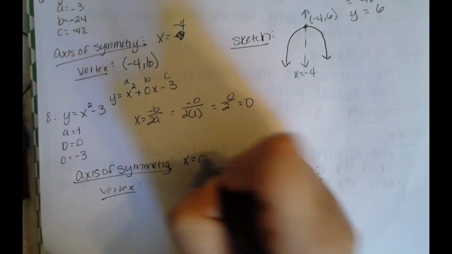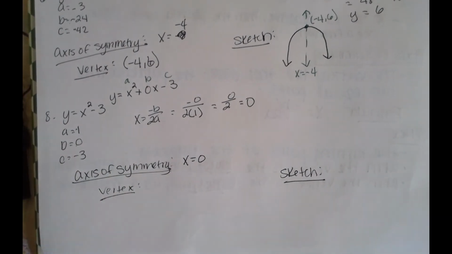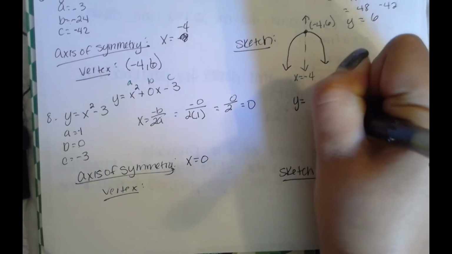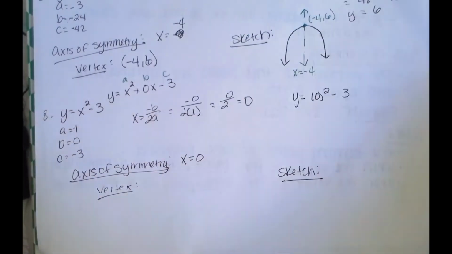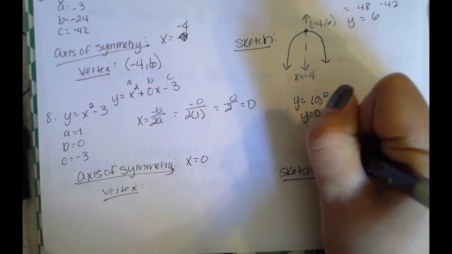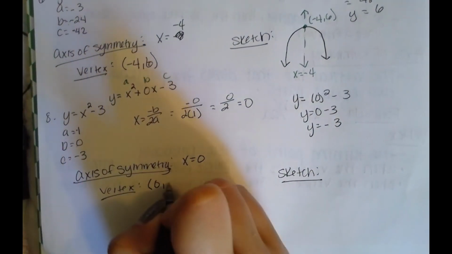Where x equals 0, that is actually the y-axis. And then plugging 0 into your equation, that would be 0 squared minus 3. Again, anything times 0 is just 0, so that would be 0 minus 3. So y is just equal to negative 3. So your vertex is where x is 0, at the point 0, negative 3.